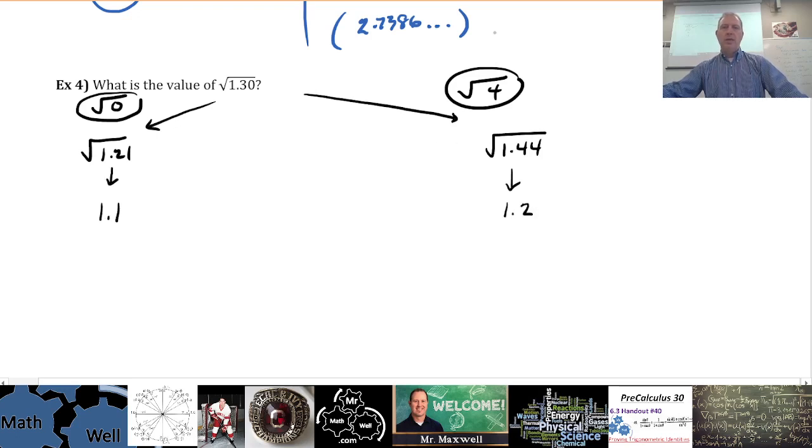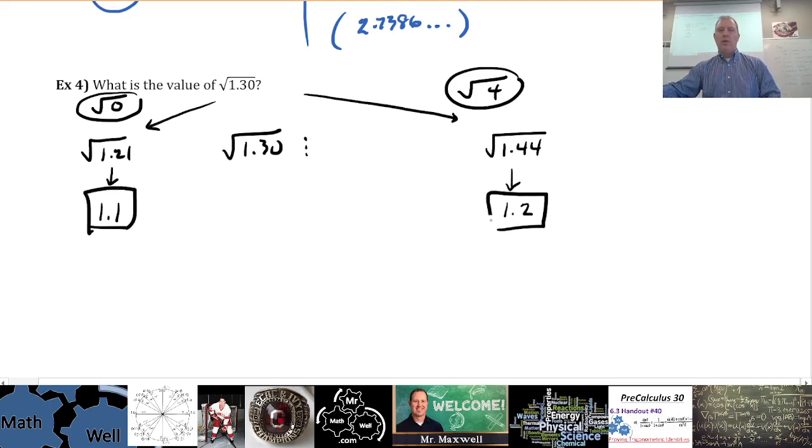So 1.3. Let's see here. 21 to 30 is 9, so 0.09, and then 30 to 44 is 0.14. So 1.3 is going to be a little bit closer to 1.21. Does that make sense? Okay. So it's going to be right about here, root 1.30. So it's going to be between 1.1 for a value and 1.2. Again, these are from our benchmarks because we know these are perfect squares. They're really close to this one.